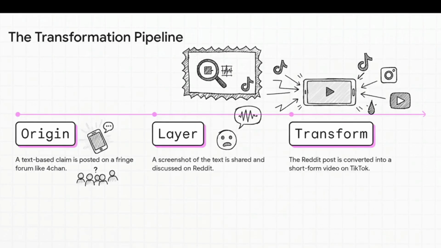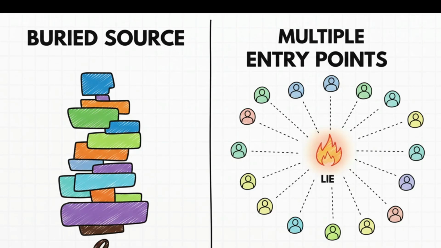A TikToker finds that Reddit screenshot and makes a quick video reading it out loud. Then an Instagram reel might dramatize it with some scary music. Then a YouTube short breaks down the leak. Suddenly, that boring original text post is now a dynamic video. And this has a really powerful two-pronged effect. First, that original post is now buried under layers and layers of new media, which makes it nearly impossible to find. And second, the lie now exists in all these different formats across all these platforms, creating tons of different ways for people to stumble upon it for the very first time.